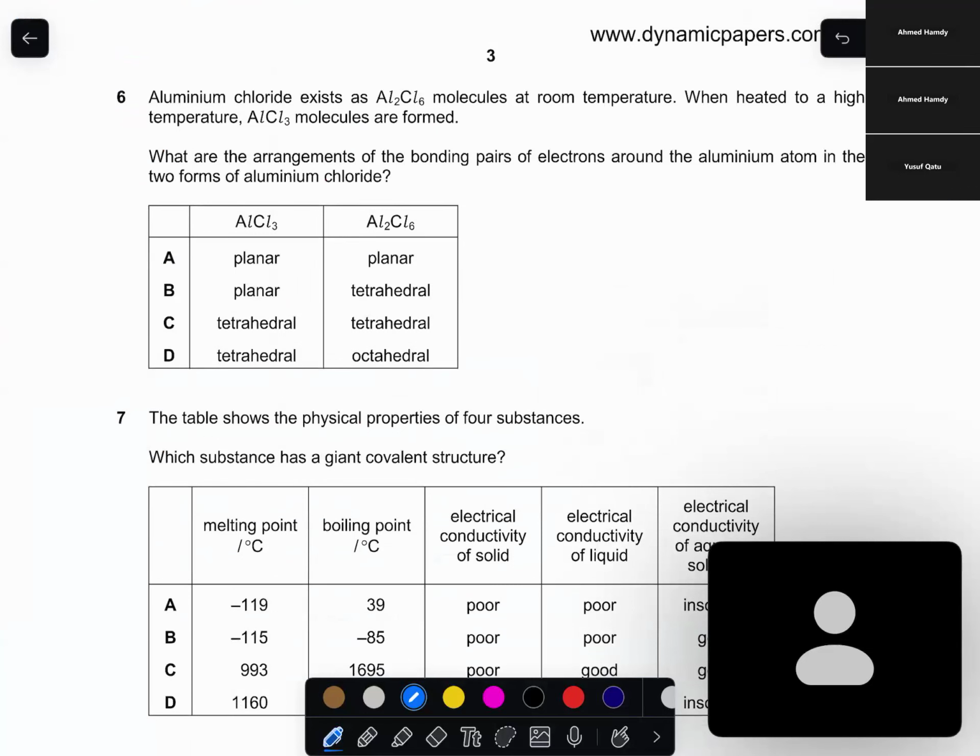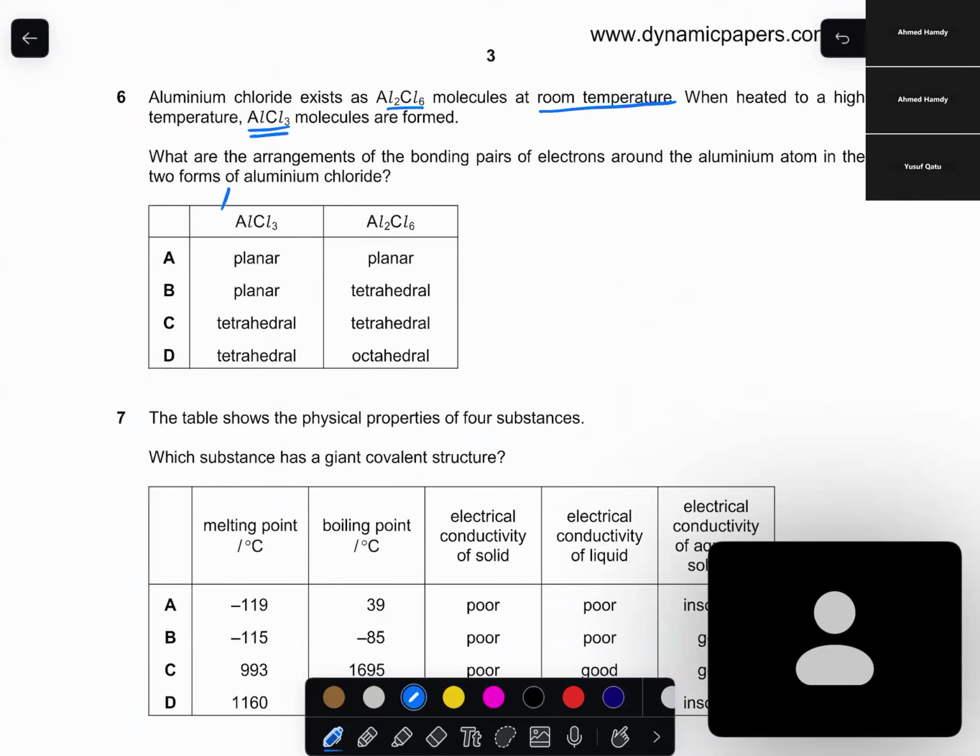Okay? Now for question 6, aluminum chloride exists as Al2Cl6 at room temperature. When heated under high temperature, AlCl3 is formed. What are the arrangements of the bonding pairs of electrons around the aluminum atom in the two forms of aluminum chloride?